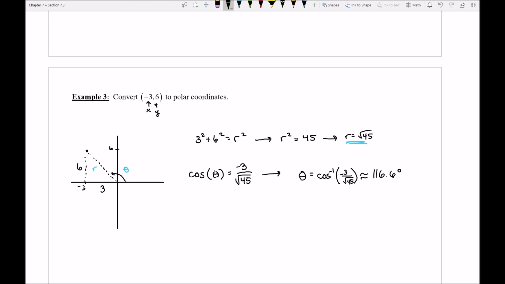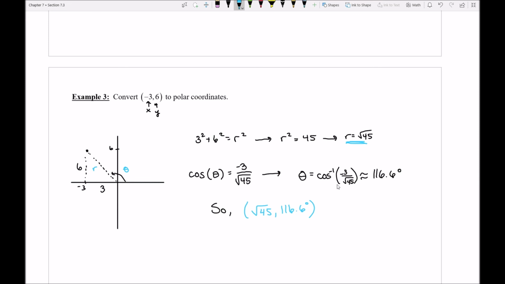So I can then see that my polar point here is given by my r, square root 45, and my angle, 116.6 degrees, at least roughly. If I wanted to write the precise angle, I would just have to leave it in this inverse cosine form.